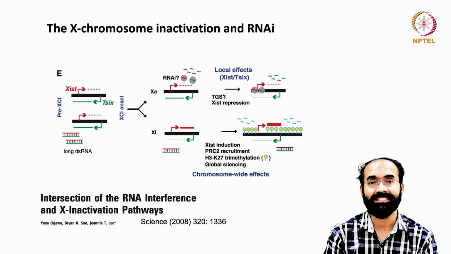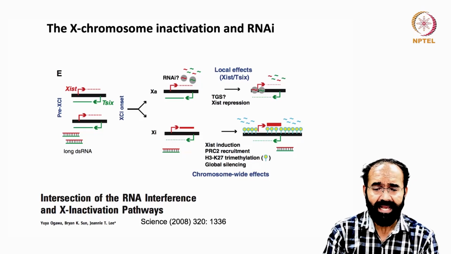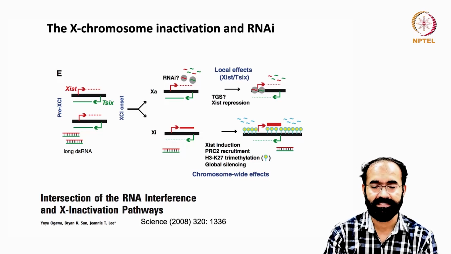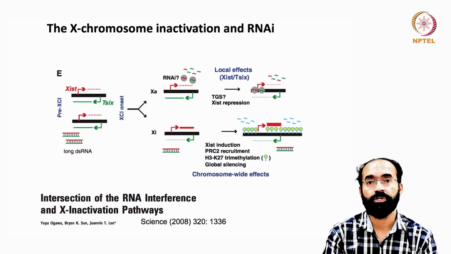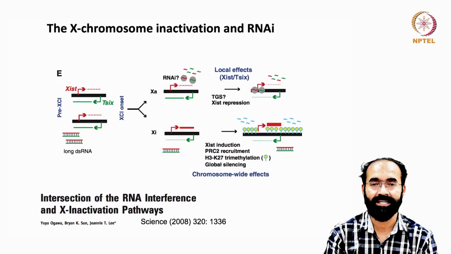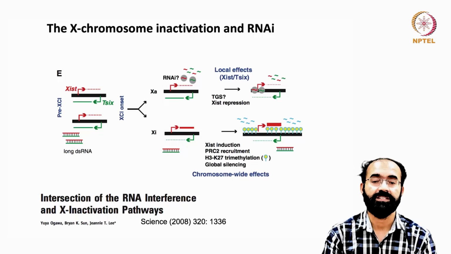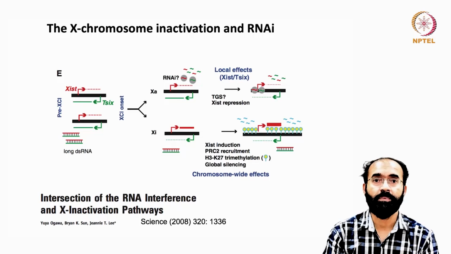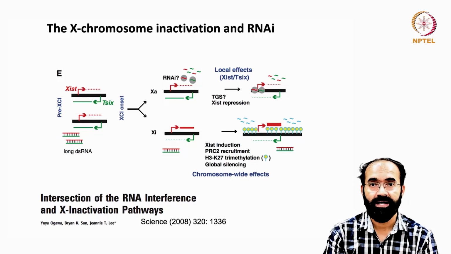On the other hand, in the X inactive, what happens? Xist induction happens and PRC2 recruitment of H3K27 trimethylation causes a global silencing, and this creates the compaction of the entire chromosome, that is Xi, the X inactive, and this will lead to the inhibition of the entire chromosome. So gene expression will be prevented, only the coating Xist stays there. So Xist induction ensures the global change, unlike what you see in the case of Tsix expression.